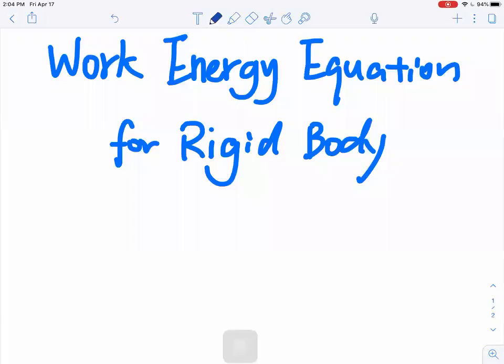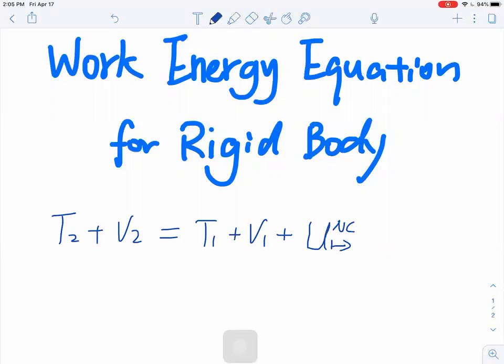But first, let's take a quick review of what we did in chapter 4 for the particle work energy equation. Do you still remember the equation? The equation goes T2 plus V2 equals T1 plus V1 plus the work done from 1 to 2 from non-conservative forces.